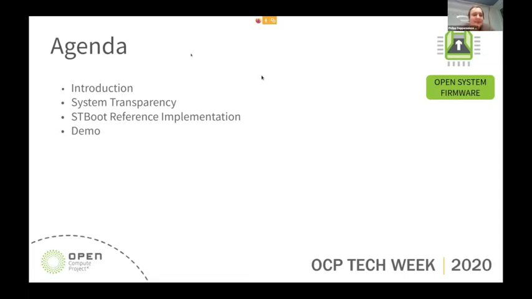So let's get started. First of all, we will look in a short introduction to system transparency. Then we will definitely get into details about system transparency itself, what it is, what it does. And later on, we will also present a short information about the reference implementation we did, and we will also have a demo here.